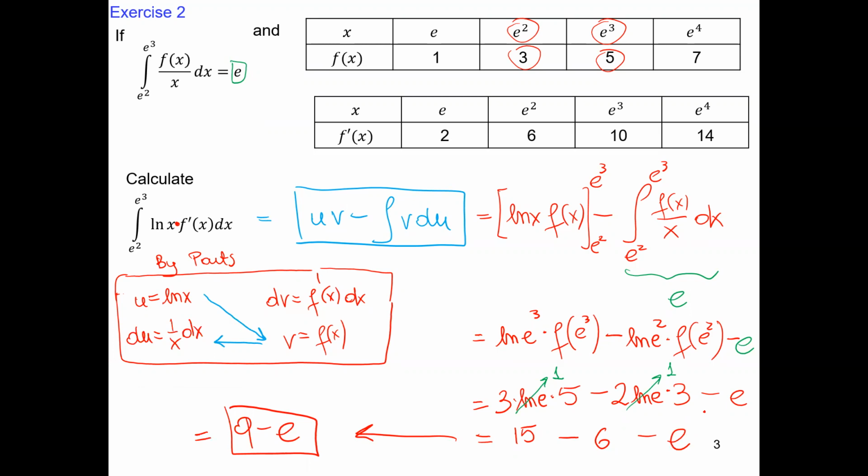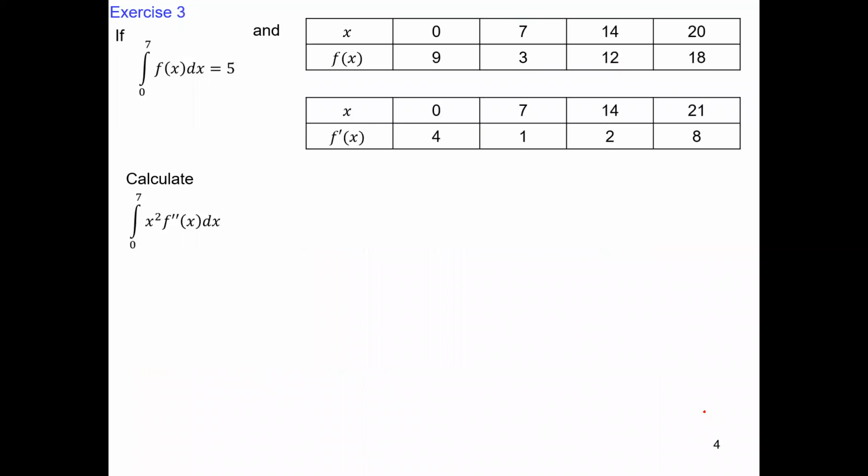And I have one more. 1, 2, 3. Free exercise. I hope you're enjoying practicing with Kasia.